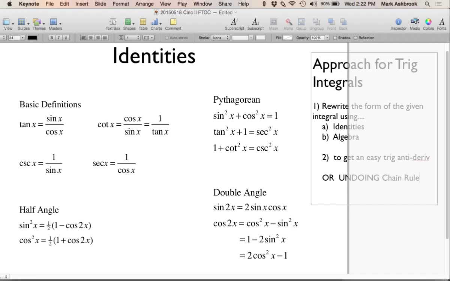So that's an example of getting an easy trig antiderivative. So you really have to know your trig derivatives. But lots of times we'll be undoing the chain rule with these trig functions. So let's see some examples. Okay, questions on the approach? We're rewriting using identities and algebra, and then in order to get an easy trig antiderivative or set up undoing the chain rule.